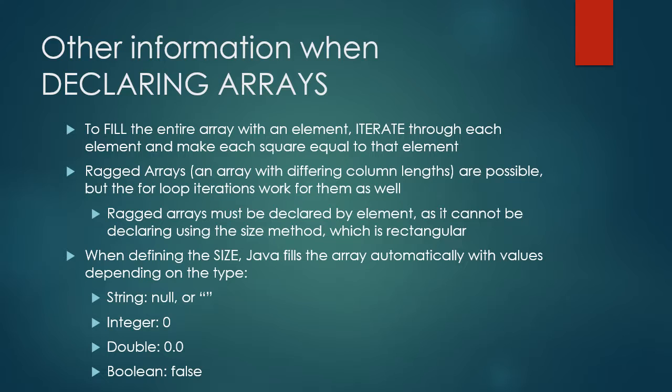When defining the size, Java fills the array automatically with values depending on the type. For the string type, it fills with null or blank. For integers, it fills with a 0. For doubles, it fills with a 0.0. For boolean, it fills with a false.